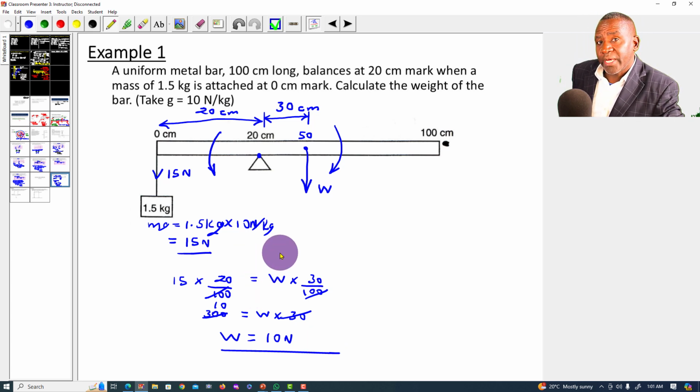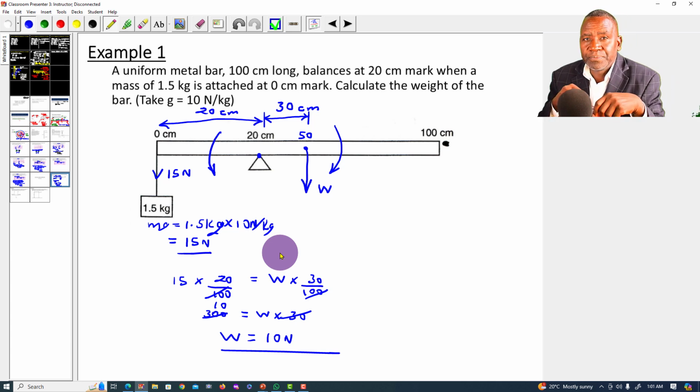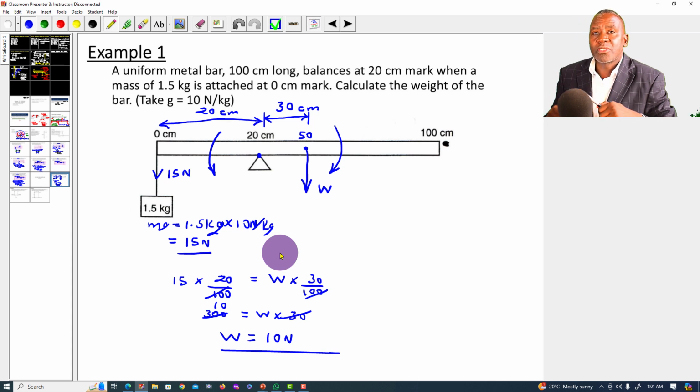What is it that we learn here? Number one, when you are told that a system is uniform, then remember to divide that system by 2 in order to get the point where its center of gravity is acting. Very important. And then the rest is just using the principle of moments. You identify the point where the system is supported and so forth.